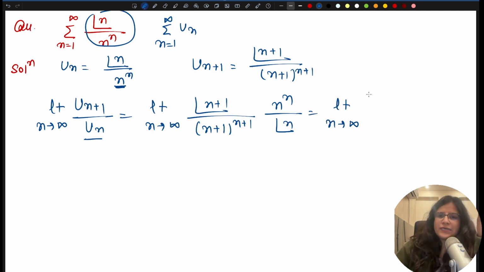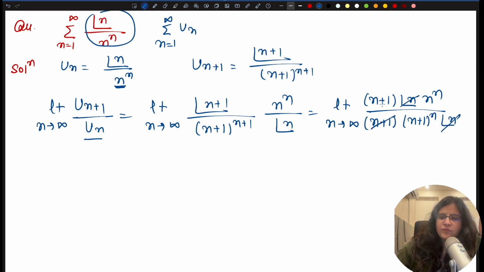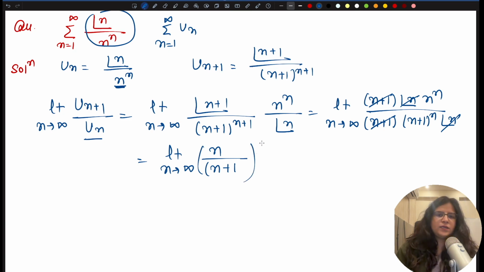This can be written as limit n tends to infinite. I can write it as n plus 1 into n factorial, है ना, and n to the power n divided by n plus 1 into n plus 1 to the power n into n factorial. n factorial से n factorial गया, n plus 1 से n plus 1 गया. This is limit n tends to infinite n by n plus 1 to the power n.